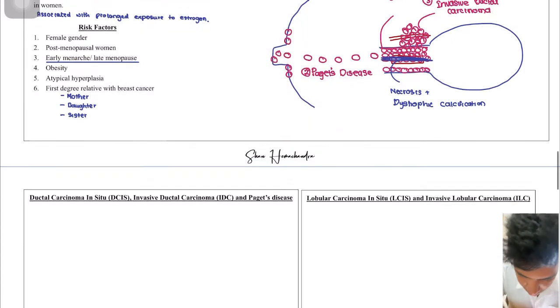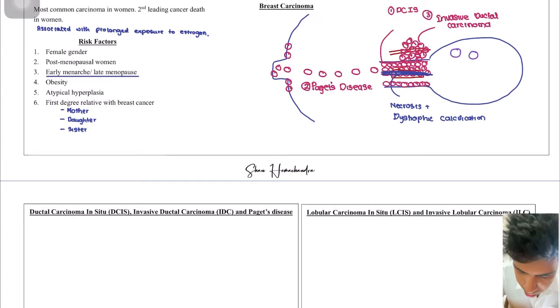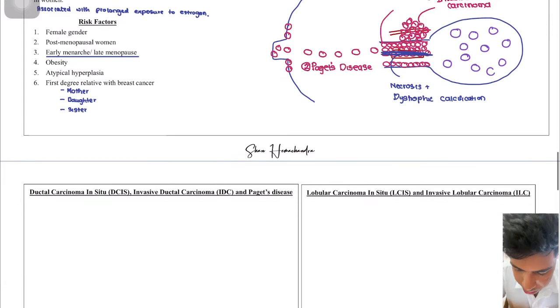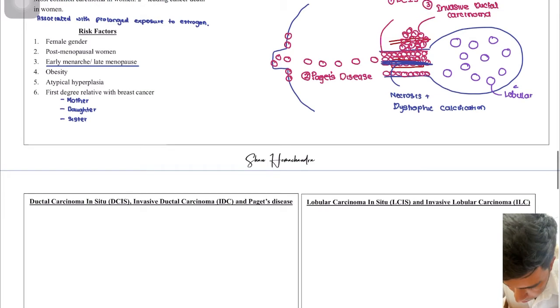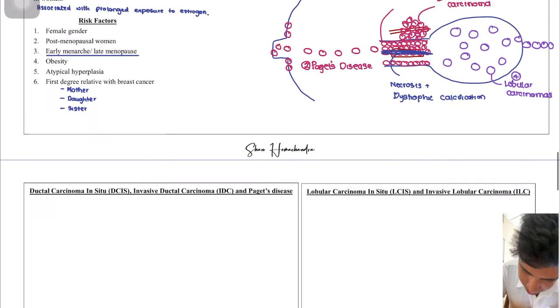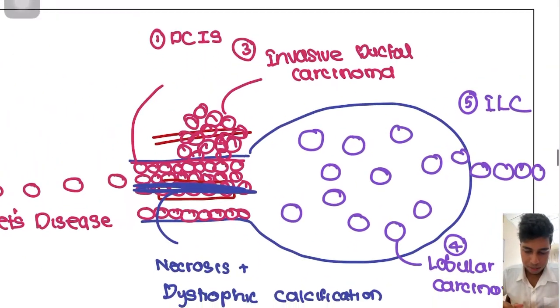Same concept applies here. We have lobular carcinomas. Look at the difference here. I'm not drawing them touching each other. Okay, that is important for a reason. I'll come to that. These are lobular carcinomas. These can also invade outside the lobules, and these are called invasive lobular carcinomas.